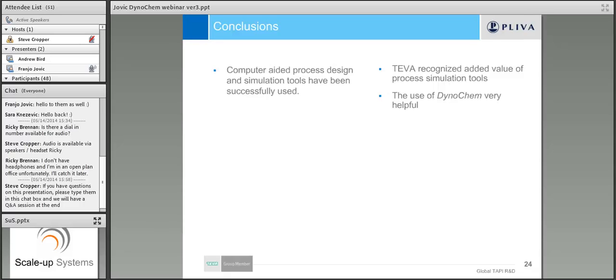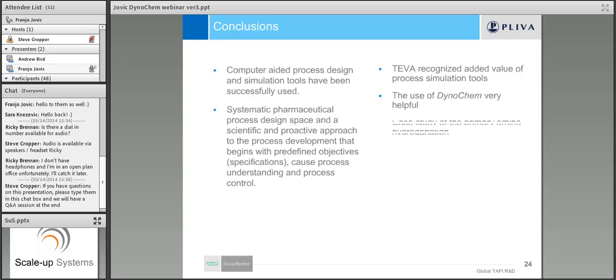DynoChem really shows that it is a really powerful tool, and Teva recognizes this added value of the process simulation tool. I also need to express my gratitude to some of my colleagues from Teva, especially Amr Gold, who pushed DynoChem in Teva these last couple of years. And the guys from production and from chemistry also realized that DynoChem is a really powerful tool which can help us from different kinds of aspects.